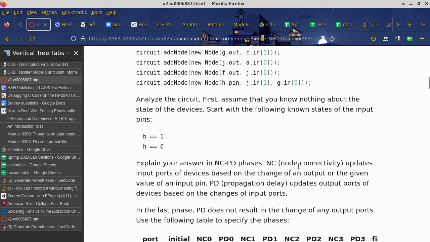NC is node connectivity. In other words, we use the node connectivity to spread the state of one thing to other things. And then PD is propagation delay. That means we are looking at the function of the devices so that we can use the input of a device to infer the output of the same device. So in this particular case, I am definitely separating the NC, which is based on how the circuit connects the components, versus the behavior of each device. So a NOR gate behaves differently compared to an AND gate, and an AND gate is different from an OR gate, and so on and so forth.